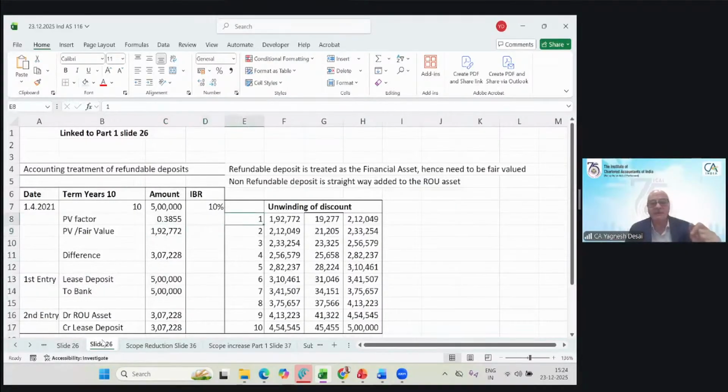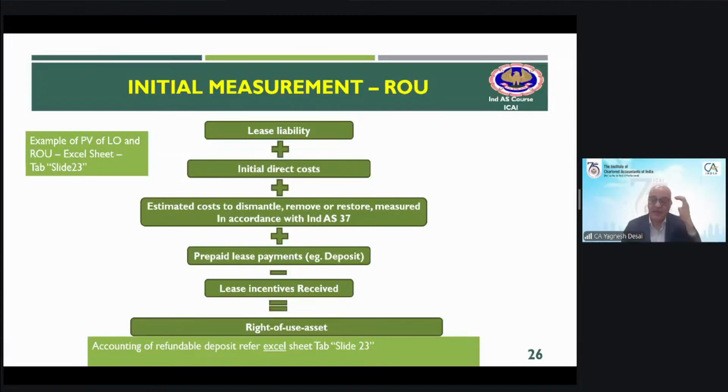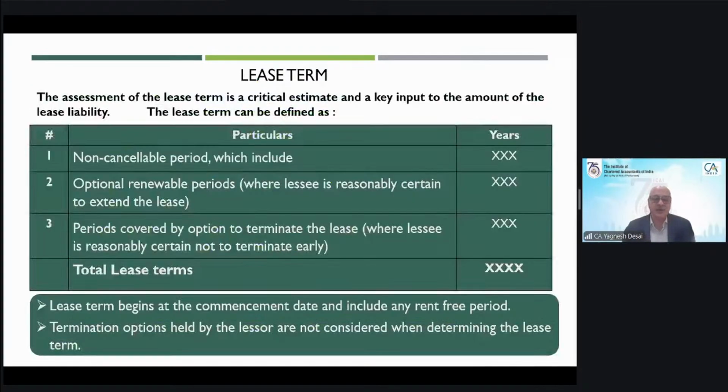Now what happens, sir? Unwinding of discount. So allow me, friends, a minute. Unwinding of discount: this goes up by 10% every year, and this produces 5 lakhs rupees at the end of 5 years. This is pretty simple. Nothing to do with the lease, but mainly to do with the lease accounting as per Ind AS 109.